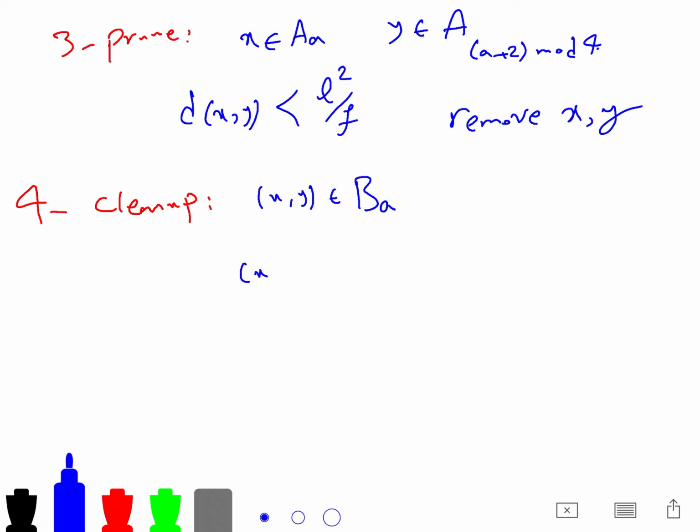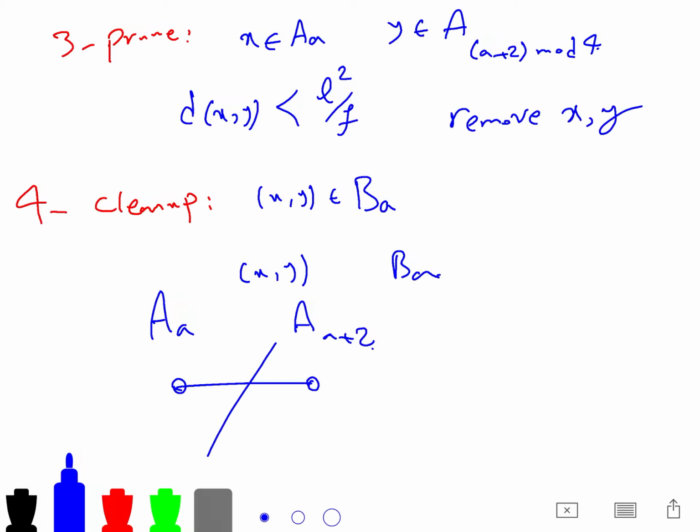And removing x and y from BA, after this is done, BA is again the set of terminal pairs split by AA and AA plus 2. So it is a split. So these pairs are split by BA.